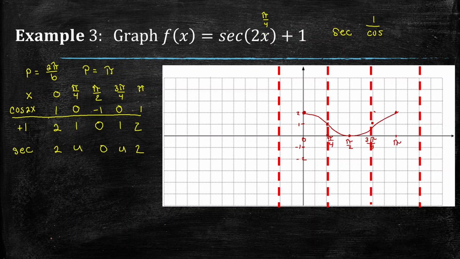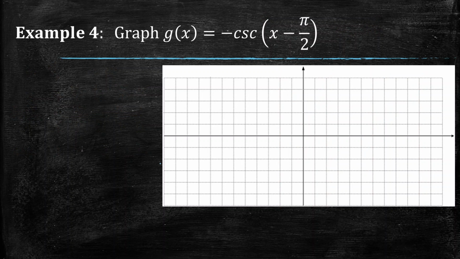And let's go ahead and use a different color for my cosecant. My cosecant is going to go from these peaks right here. Remember, that's why this is 2, up this way here. And from this point, it's 0 down this way. From here, I'd go back up again like that, and it just starts to repeat itself. Okay, so that is the secant 2x plus 1.